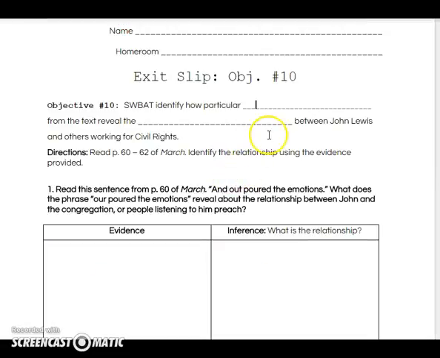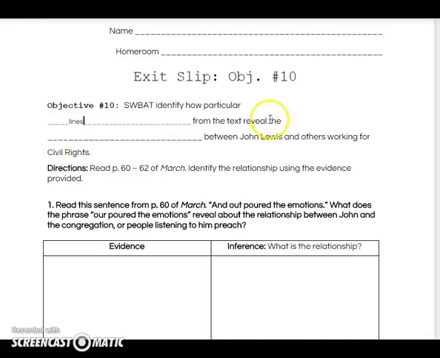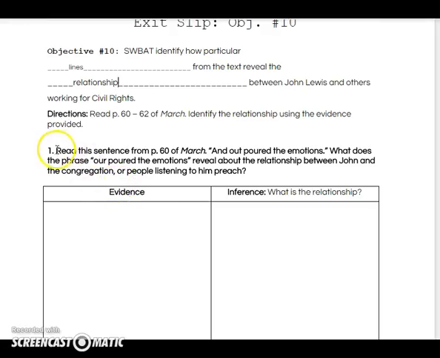Let's look at objective number 10's exit slip. Students will be able to identify how particular, again, lines from the text reveal the emotions or the relationship, let's go relationship, between John Lewis and others working for the civil rights. So we're going to read this sentence from March. "And outpoured the emotions."